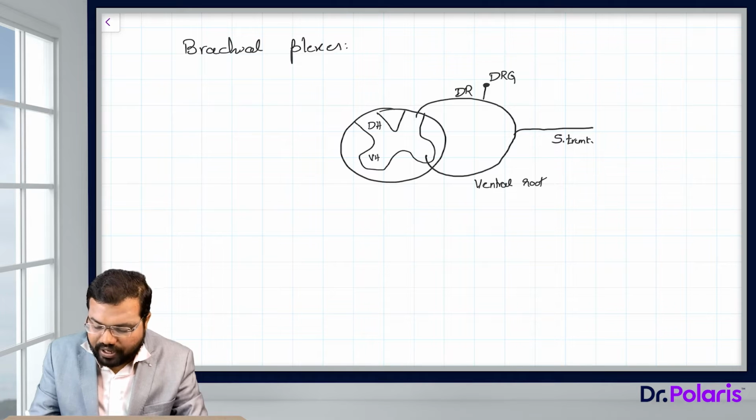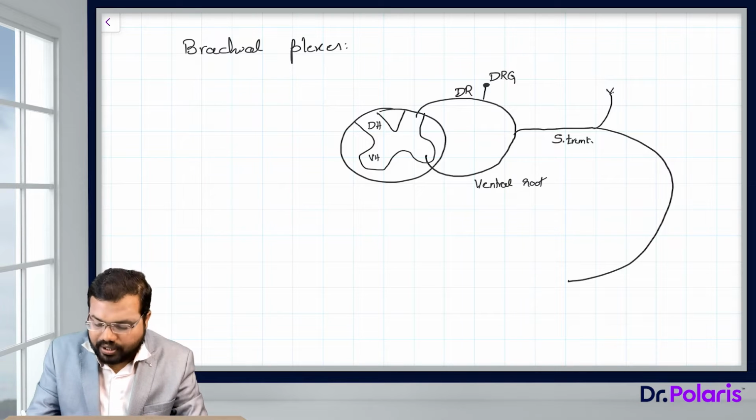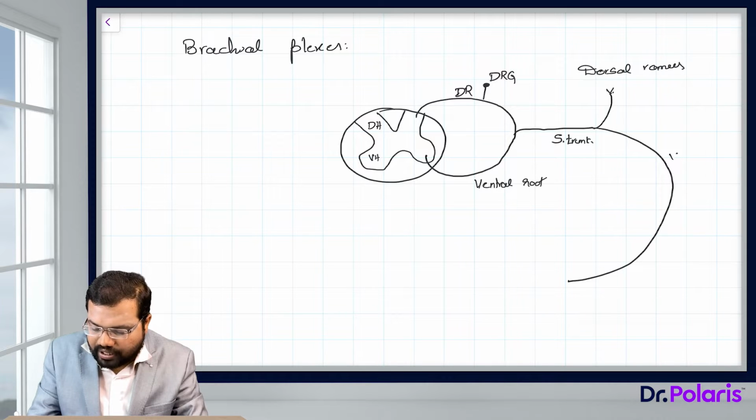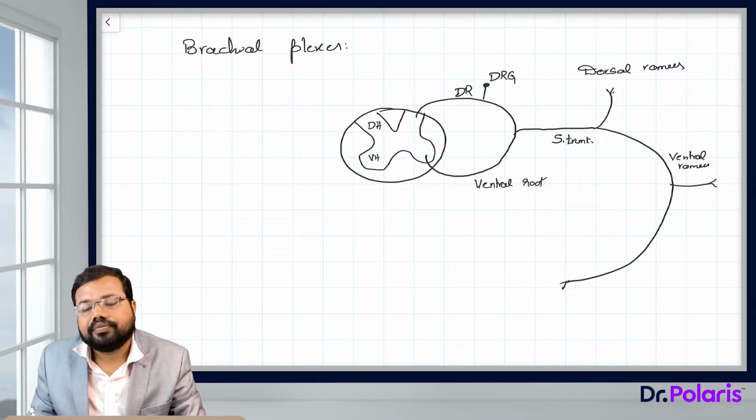This trunk will divide into the ventral ramus and the dorsal ramus. The dorsal ramus supplies only the dorsal side, and the ventral ramus will supply both the lateral side with its lateral branch and also the anterior side with its anterior branch.